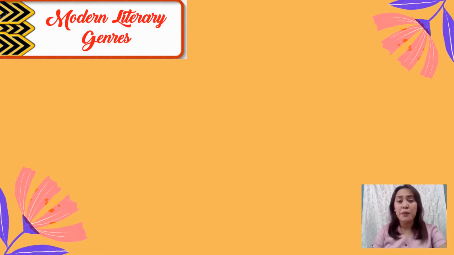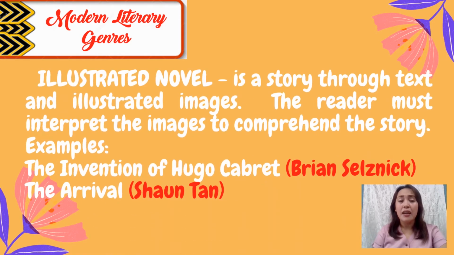Let's start exploring the modern literary genres by 21st century writers. Let's start with illustrated novel. Illustrated novel is a story through text and illustrated images. 50% of the narrative is presented without words. The reader must interpret the images to comprehend the story completely.